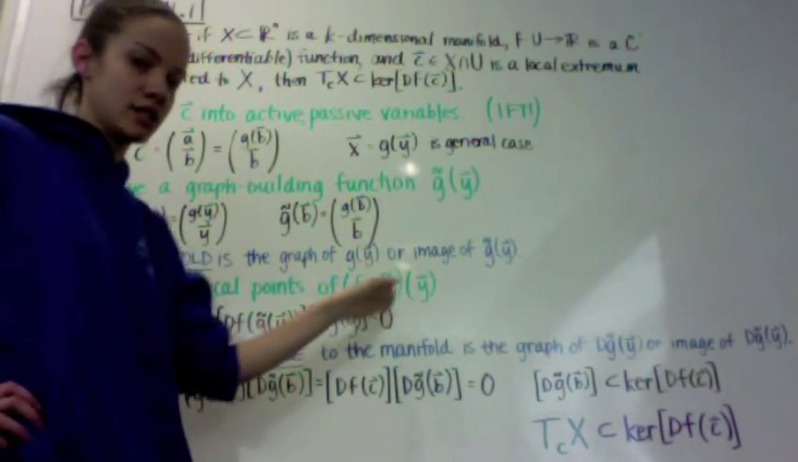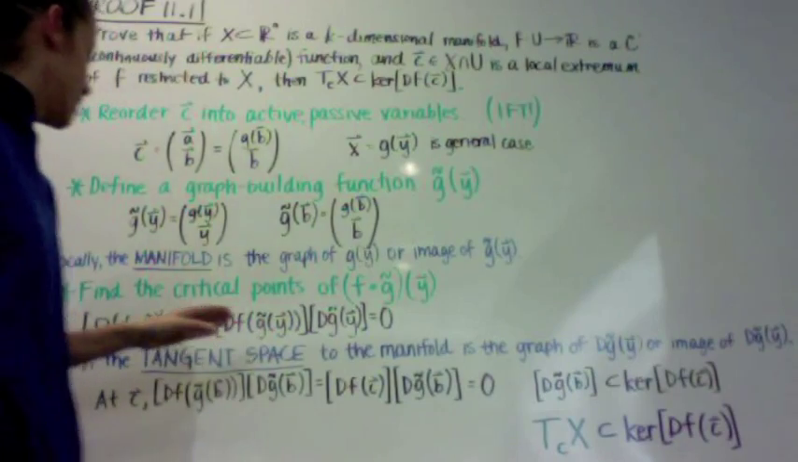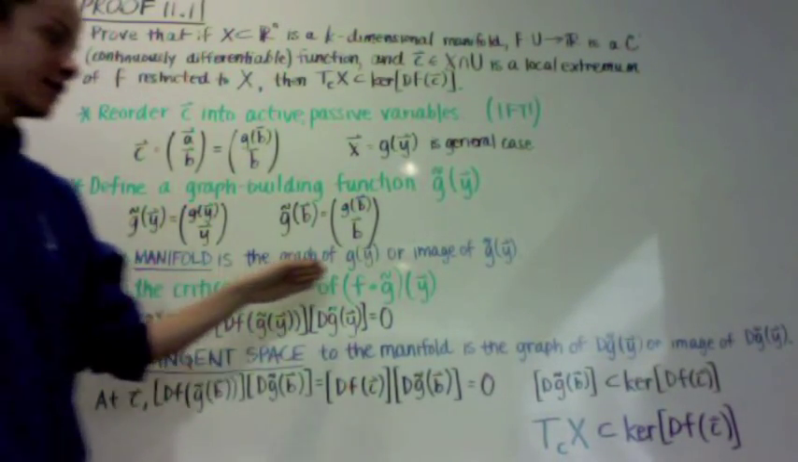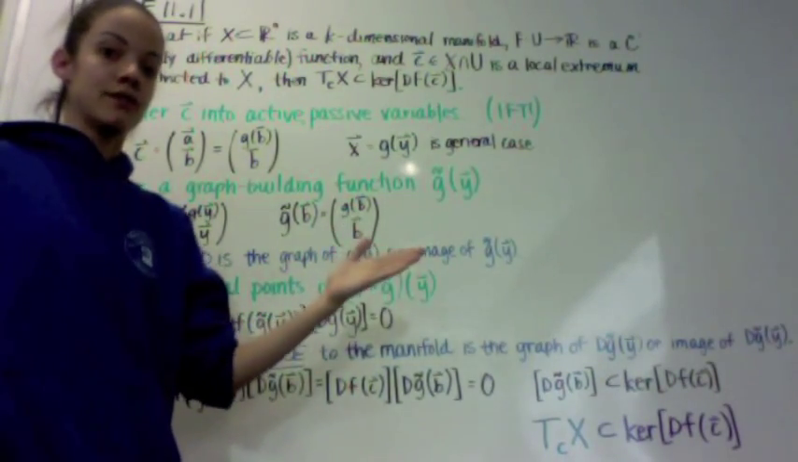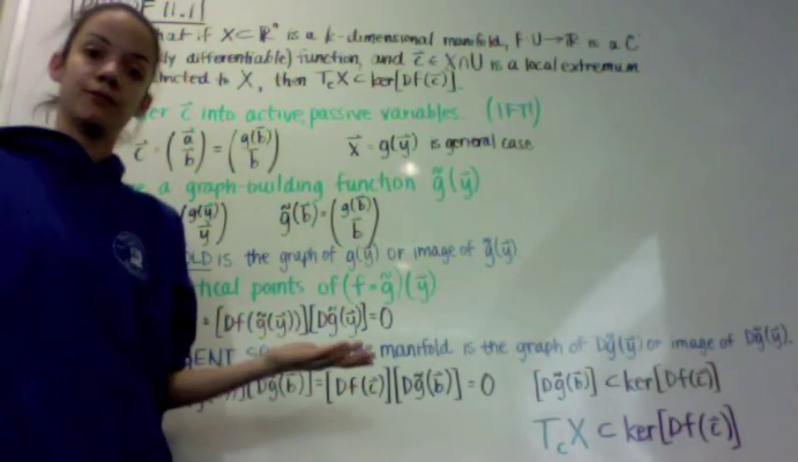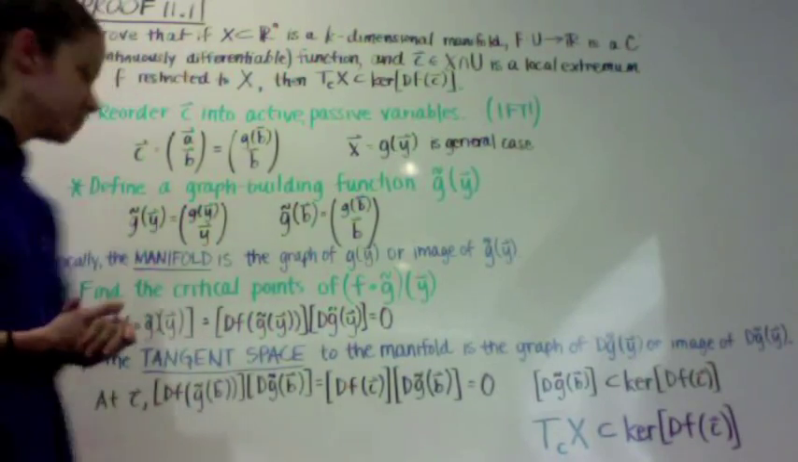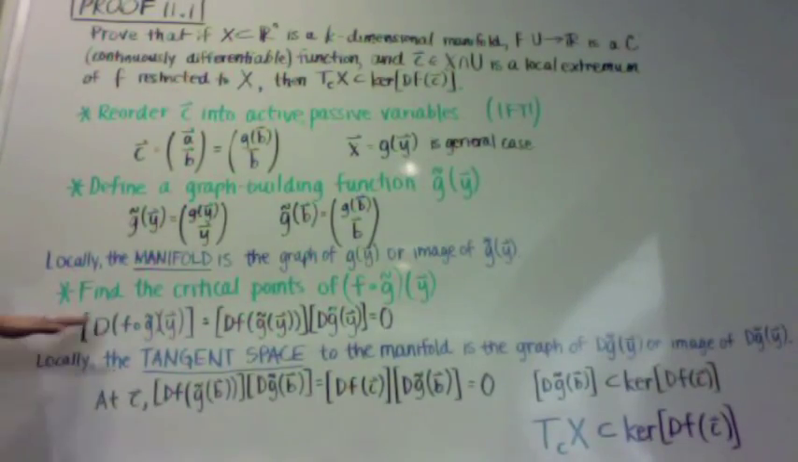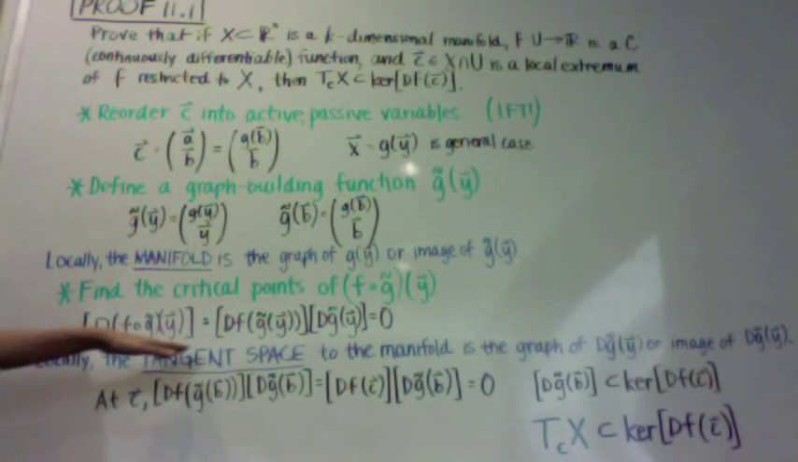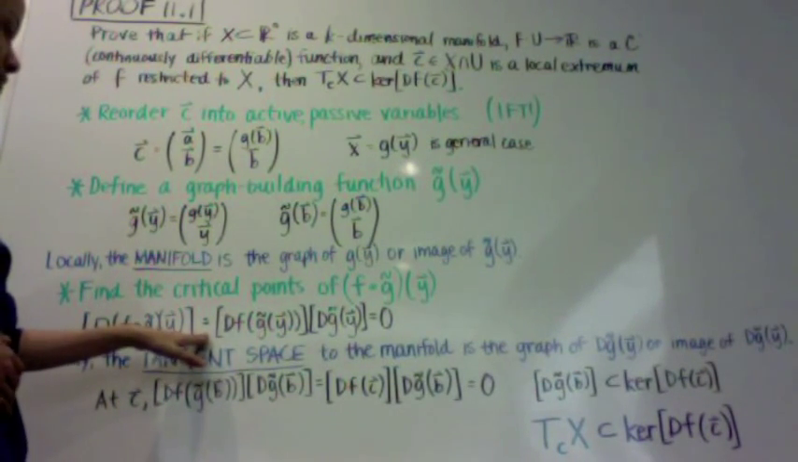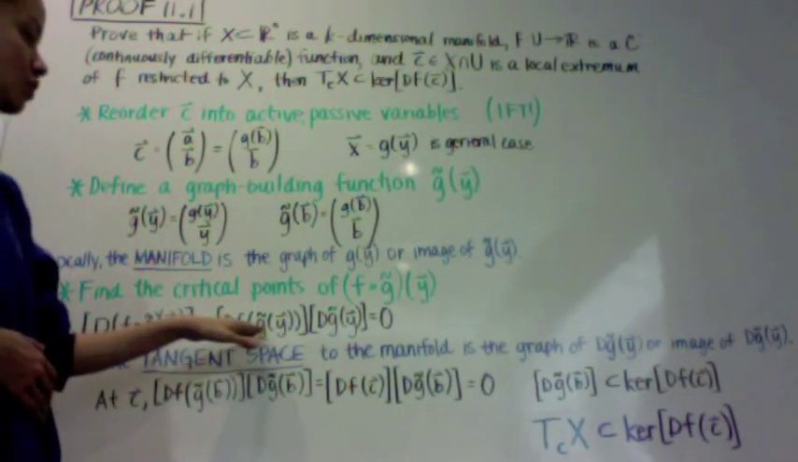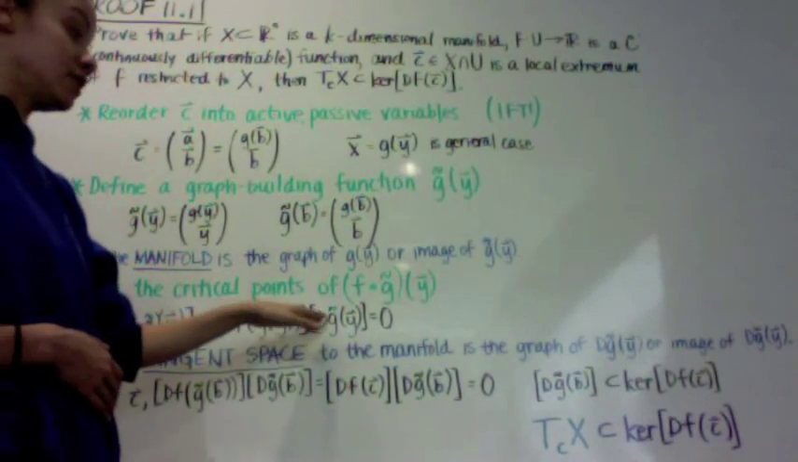And so to find the critical points of f, we would take the first derivative and set it equal to 0, right? It's a typical optimization problem. So we do d of f composed of g tilde of y. We use the chain rule here, which is equal to df composed of g tilde of y times d g tilde of y, and set that equal to 0.